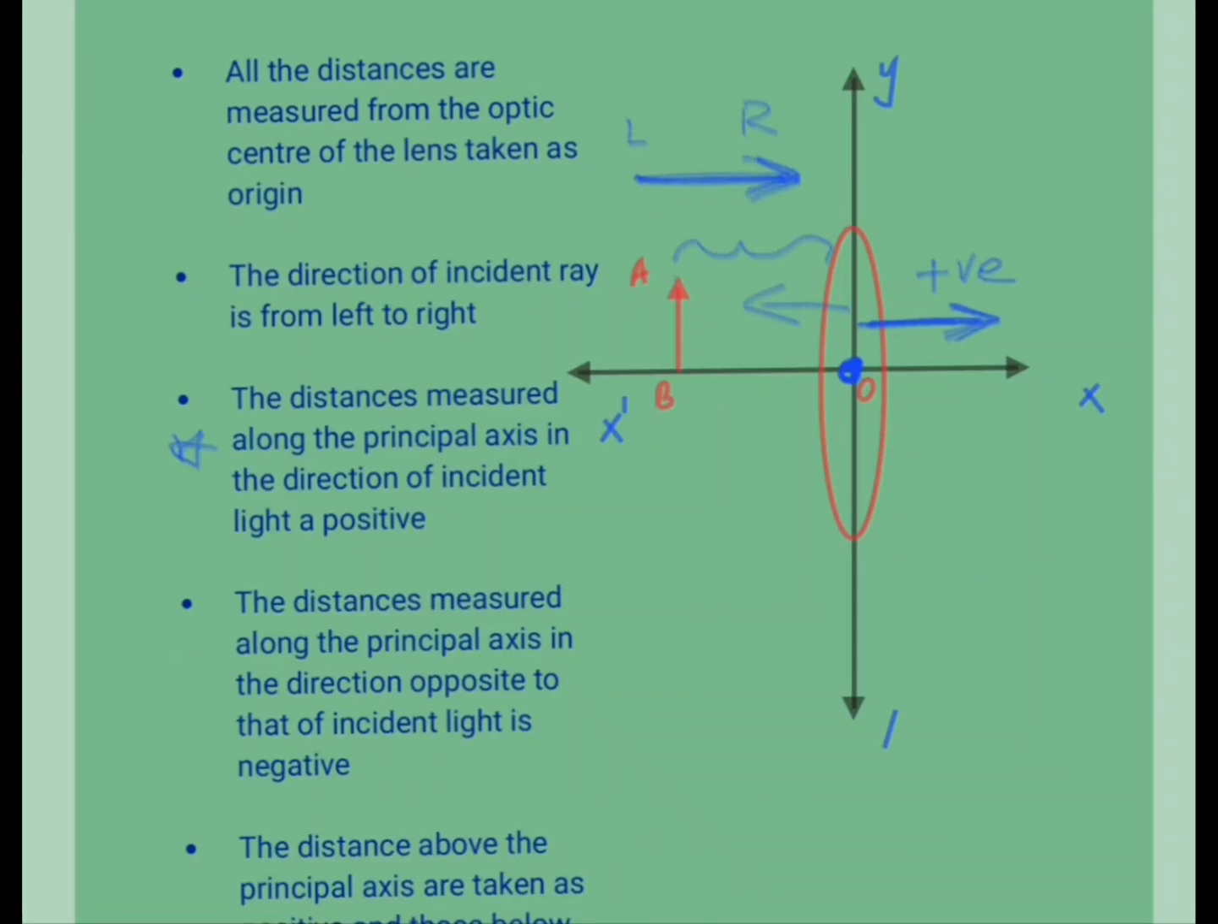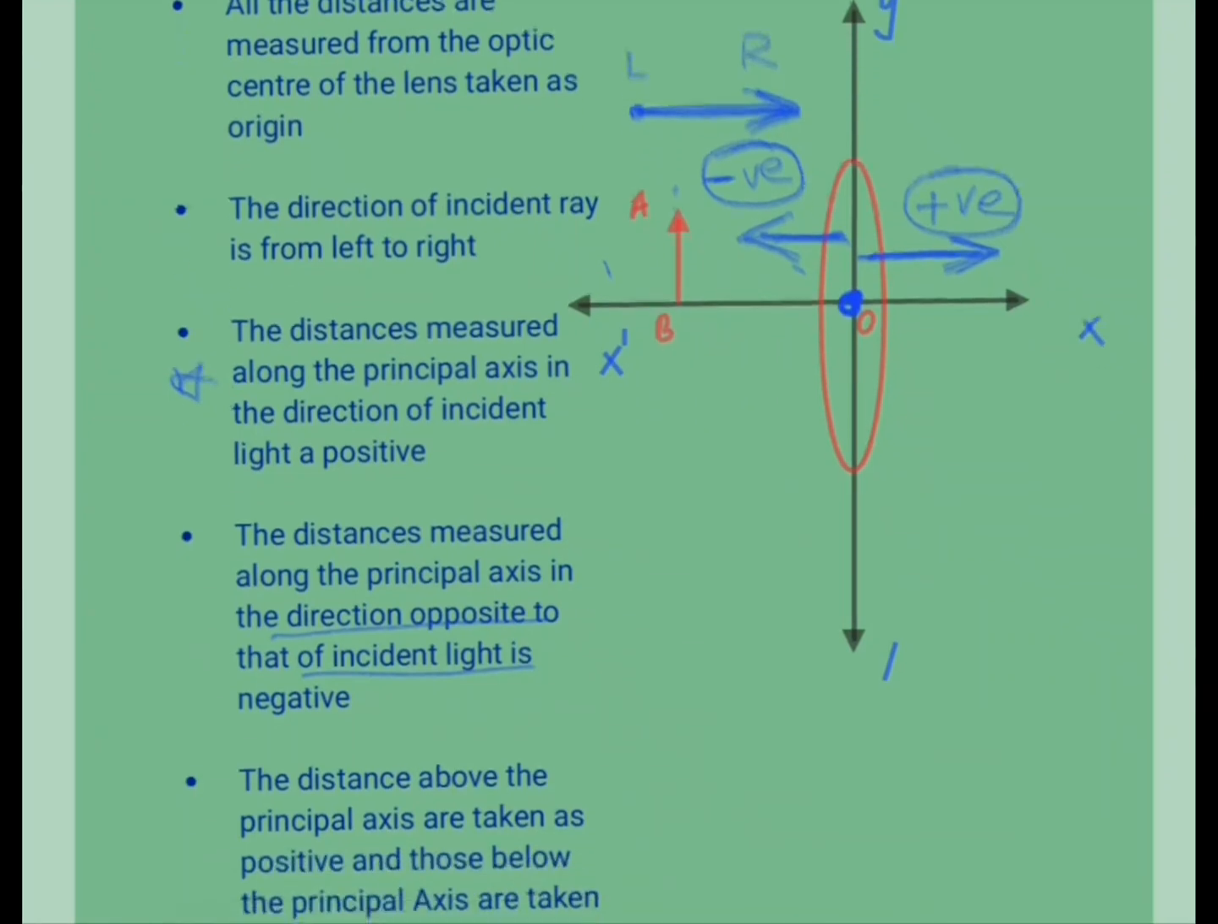Okay, now the next point is that the distance measured along the principal axis in the direction opposite to that of incident light is taken as negative. That is, incident light, as I told, is from left to right. So those measurements which we measure in the opposite direction, all the measurements that we do along this portion, will be taken as negative. So this portion will be taken as negative. So we can write here negative.